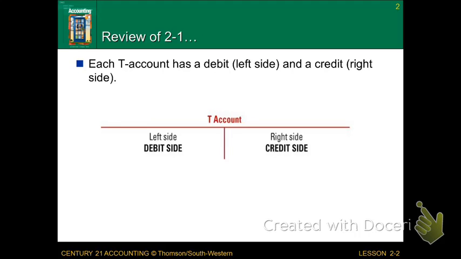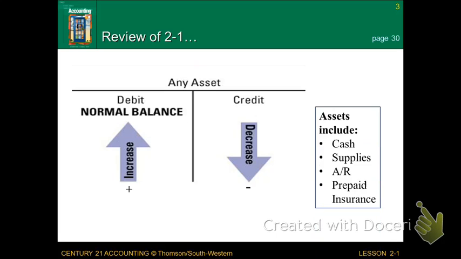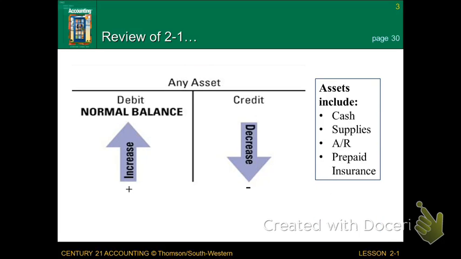In our last section, we learned a whole new way of representing increases and decreases to a transaction. We now have a tool, the T account, and with our T account, any amount listed on the right side is called a credit, and any amount listed on the left side is considered a debit. With our three classifications, our first one being any asset, assets we learned increase as debits, so the normal balance is a debit, and the decrease to an asset would be listed on the credit side, or the right side of a T account. The only assets we've learned so far are cash, supplies, accounts receivable, and prepaid insurance.